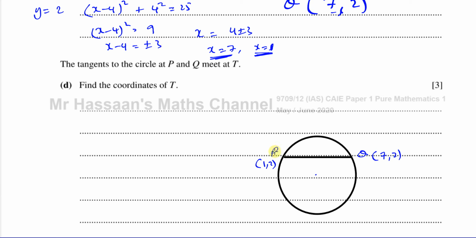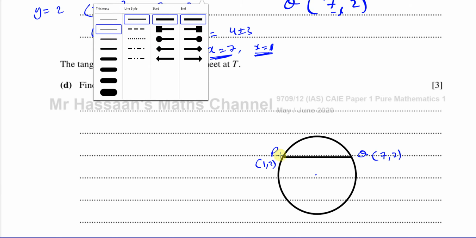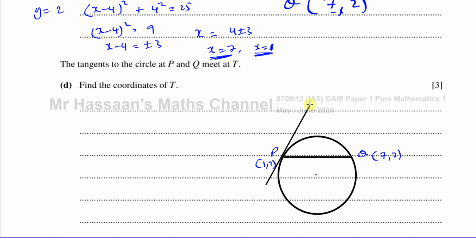The two tangents, so you've got a tangent at P and Q that meet at T. Okay, so you've got a tangent at P and a tangent at Q, and they meet at the point T. That's not drawn very well, but let me just draw it a bit better.